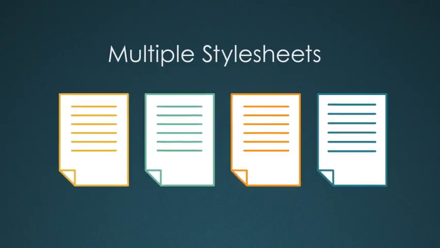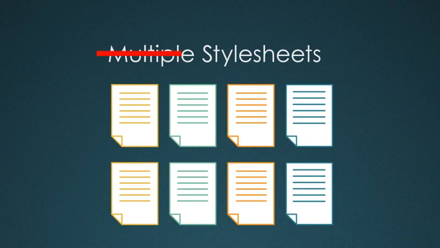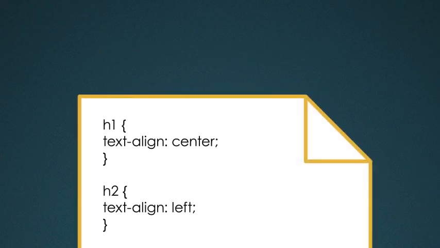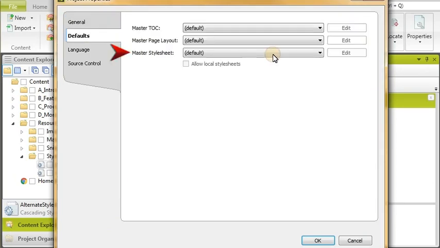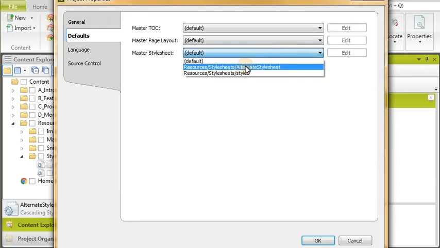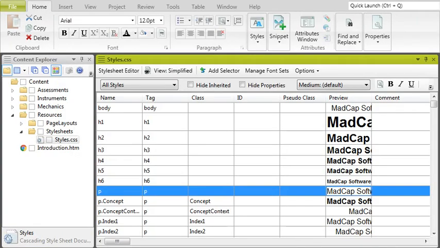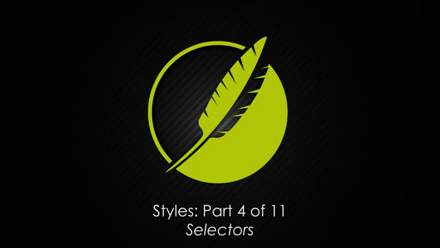If all this talk of multiple style sheets already has your head spinning and you just want to do the easiest thing, we recommend that you create a single style sheet and set it at the project level. To do this, open the Project ribbon and select Project Properties. On the Defaults tab, click in the Master Style Sheet field and choose the style sheet that you want to use. If you're fine with using a single style sheet at the project level, you can skip to the next video in this series right now.